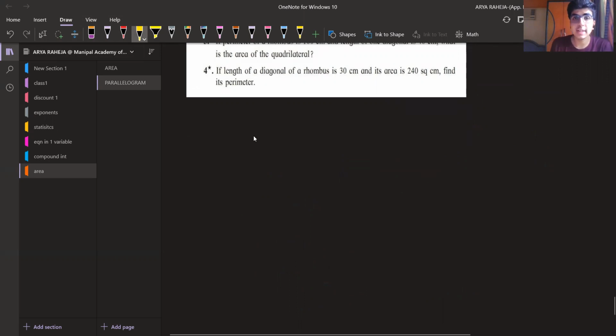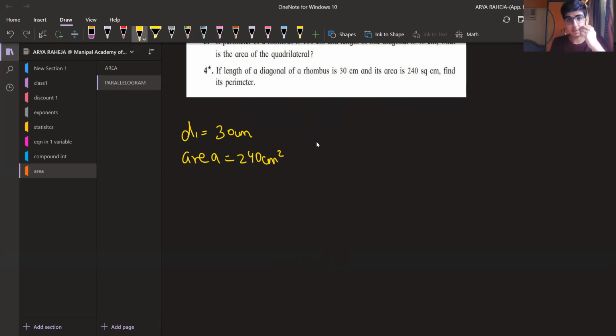If length of a diagonal of a rhombus is 30 centimeter, and its area is 240 square centimeters, find its perimeter. So okay, let's see. Diagonal 1 of a rhombus is given to be 30 centimeters. Area is 240 centimeter square. पहले तो we need to find the perimeter. So perimeter is what? Perimeter का formula ऊपर था, 4 multiplied by side, 4 into s.